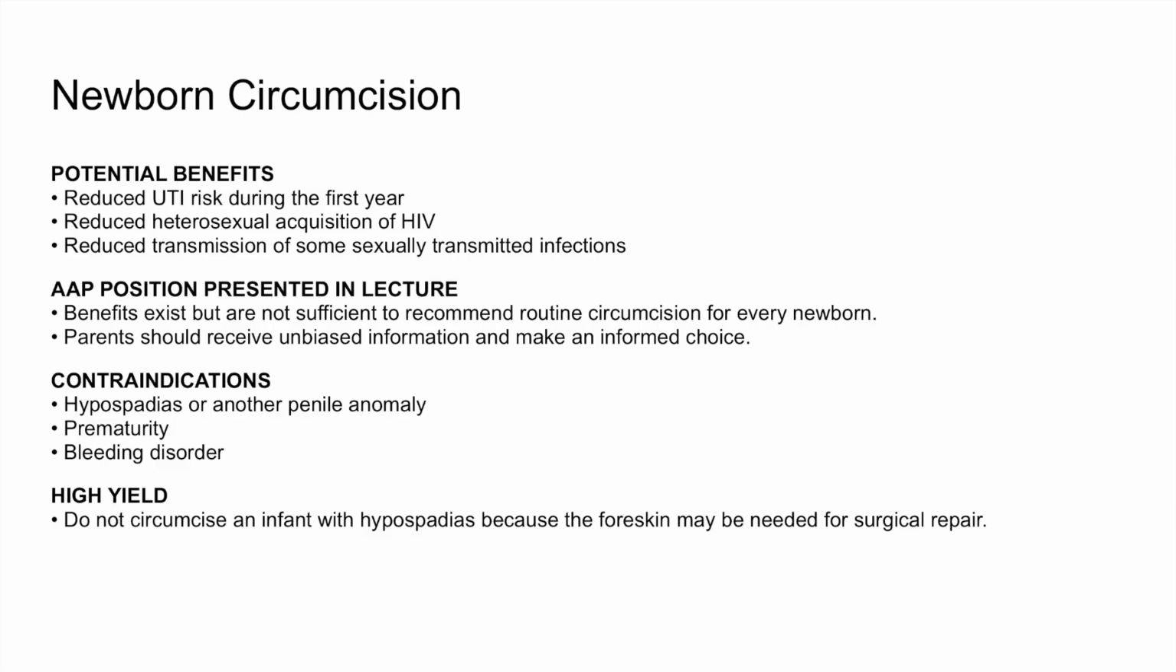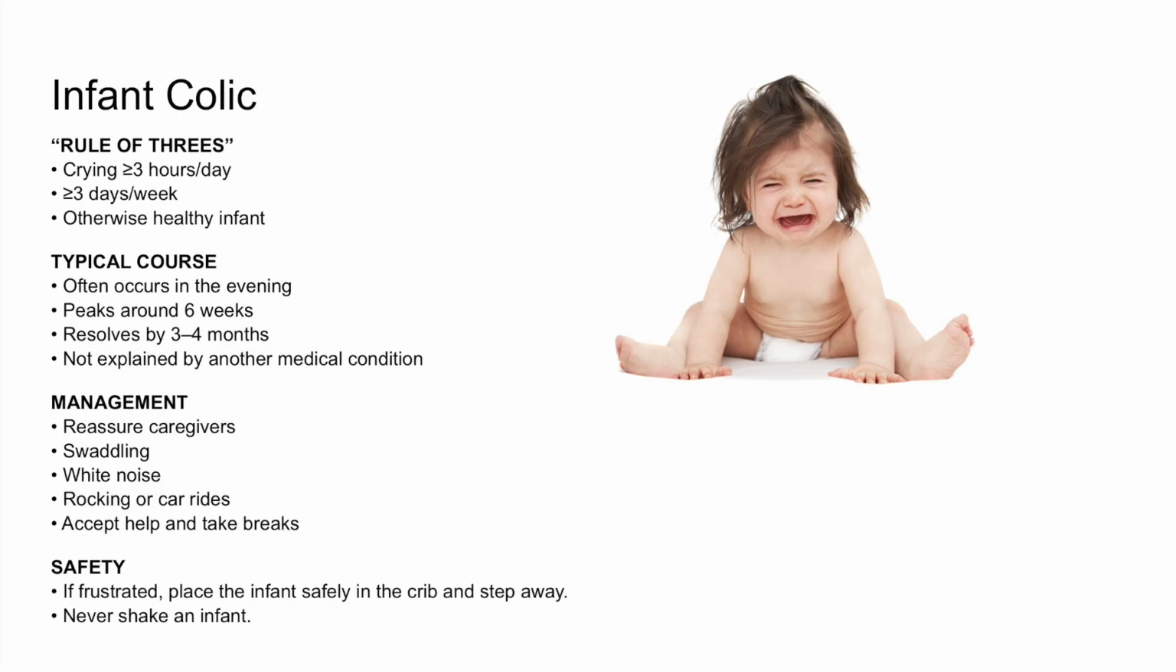It should not be performed while a penile abnormality such as hypospadias, significant chordee, or ambiguous anatomy is present. So in hypospadias, the urethral opening is located abnormally on the ventral penis, and the foreskin may be needed later for surgical reconstruction. The key clinical action is therefore to recognize abnormal anatomy before the procedure and obtain pediatric urologic evaluation rather than removing potentially useful tissue. Infantile colic describes recurrent prolonged crying in an otherwise healthy and normally growing infant.